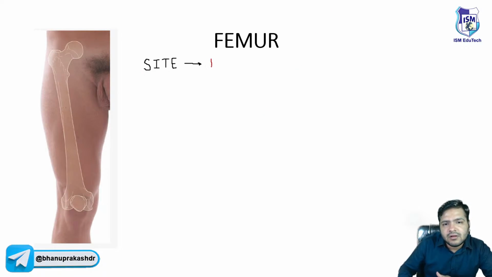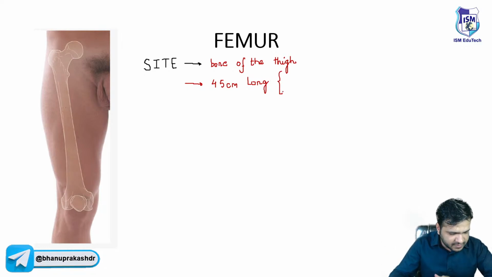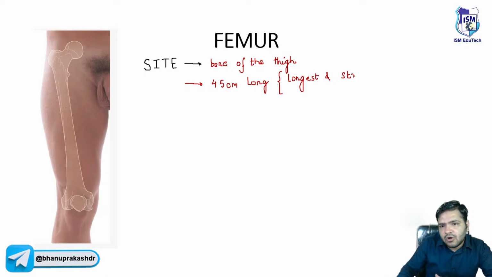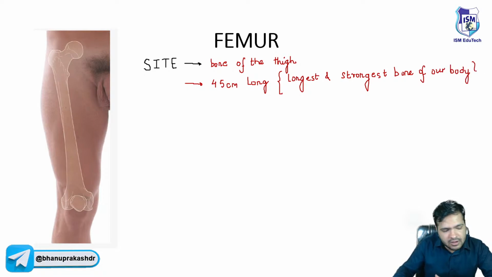So remember, beta, it is the bone of the thigh. Apart from that, remember it is approximately 45 centimeters long. It is the longest and strongest bone of our body.